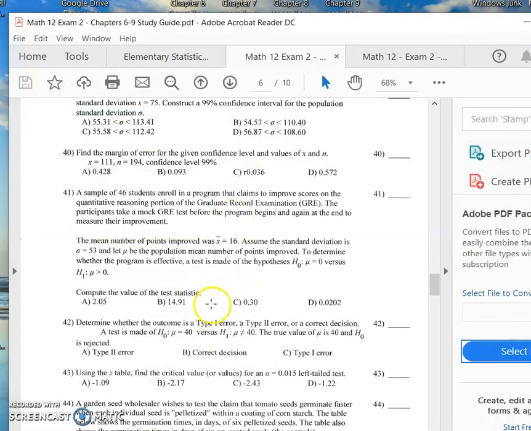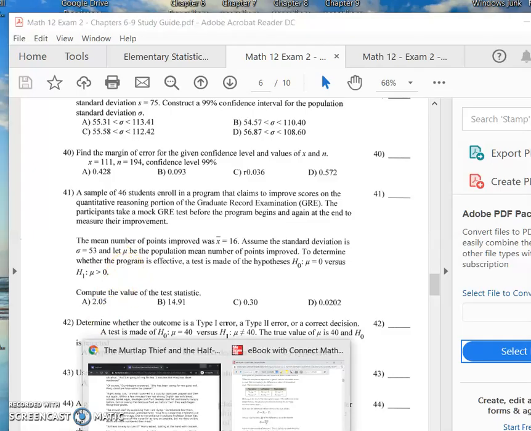In the exam, he said X bar. So X bar is the mean of the differences, the mean of the deltas. Now, the way the problem says it is the mean number of points improved was X bar. Okay, so we're jumping the gun here saying that it improved. Assume the standard deviation sigma is equal to 53.